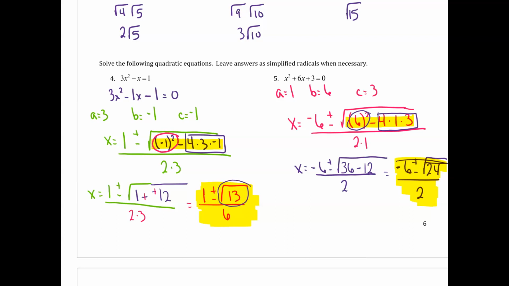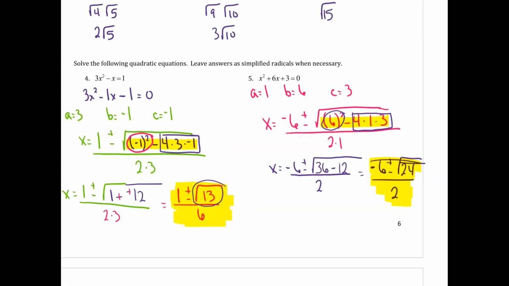24 is not perfect, but it has factors that are. So with this 24, what I can do is break it down into the factors of 4 and 6, and then the square root of 4 can become 2 root 6. So moving along with my final answer, it's still going to be -6, it's still going to be plus or minus, but instead of the square root of 24, it's going to be 2 with the square root of 6 over 2. And even here, this is not the most final answer.